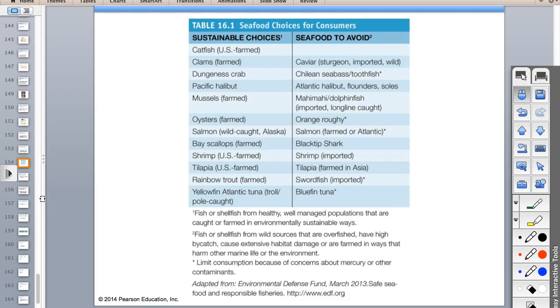Yeah, because it's really expensive in Japan for sushi. Yeah, it's apparently tasty, but I'm not saying it's good or sustainable or healthy. I'm saying it's expensive.